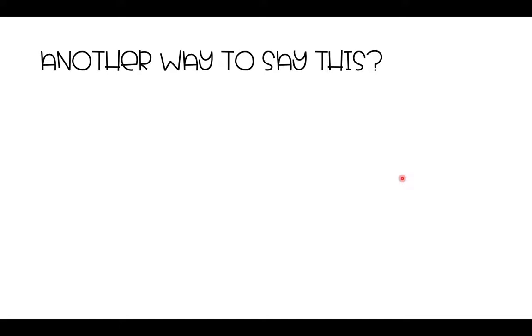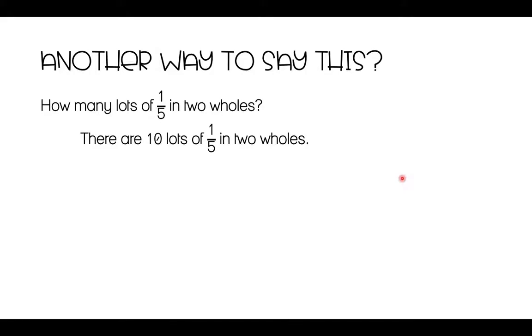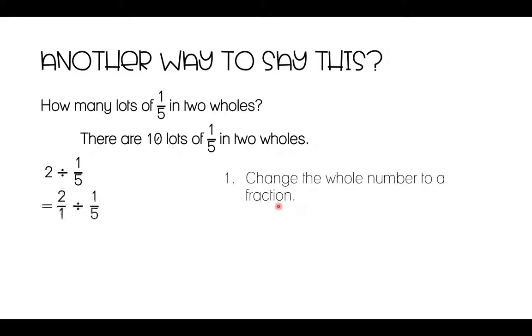Let's look at saying it another way. So again, I'll just repeat the question of how many lots of 1/5 are in 2 wholes. And we know that the answer is 10. Can we solve this mathematically? Well, what we're actually saying when we say how many lots of 1/5 are there in 2 wholes is we're saying, well, what is 2 divided by 1/5? Now, the first thing we're going to do is change that whole number to a fraction. And we remember that we do that by putting it as 2/1.